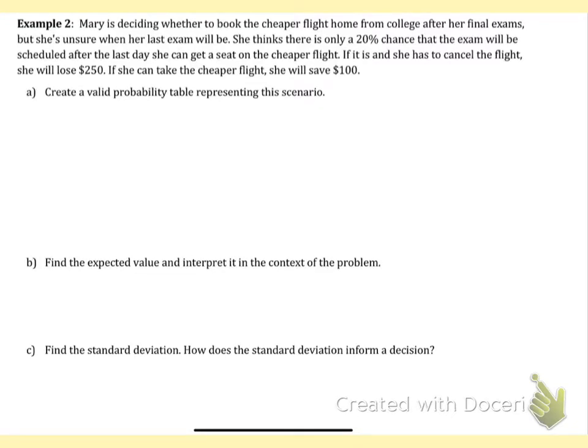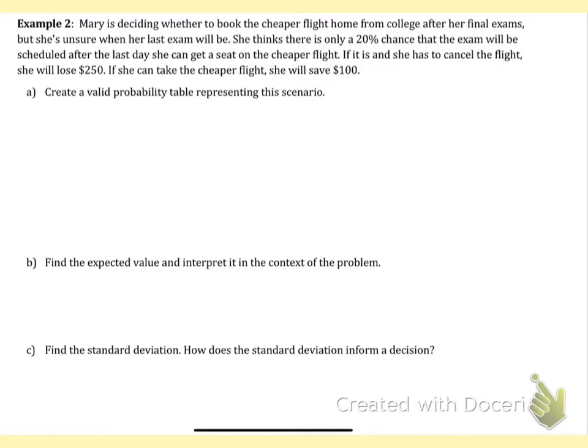Hi everyone. This is example number 2 from the supplemental topic involving discrete random variables from our student packet. It says Mary is deciding whether to book the cheaper flight home from college after her final exams, but she's unsure when her last exam will be. She thinks there is only a 20% chance that the exam will be scheduled after the last day she can get a seat on the cheaper flight. If it is and she has to cancel the flight, she will lose $250. If she can take the cheaper flight, she will save $100.